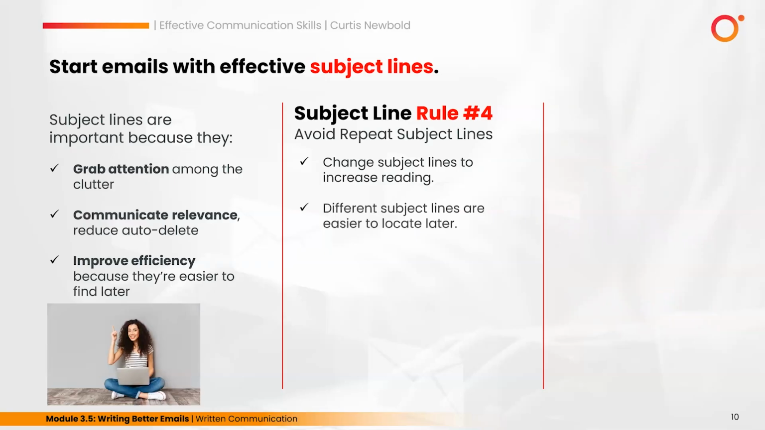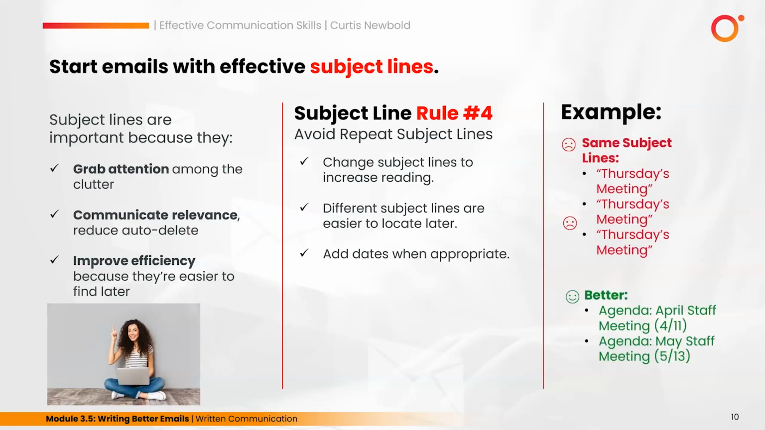Different subject lines are also easier to locate later. So again, if you're going to archive them for later access, create different subject lines. Sometimes it's just a subtle change, like adding the date or something inside the subject line, but changing the dates helps. And then add dates when appropriate. So a couple examples here. If you just keep writing Thursday's meeting, Thursday's meeting, Thursday's meeting, that's the same message we keep seeing. It gets confusing. It's hard to know if it's a different email than before, if it's a repeat email or something like that.